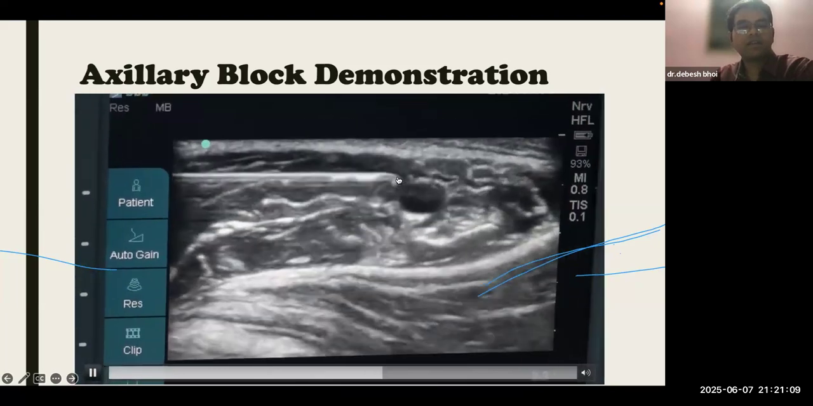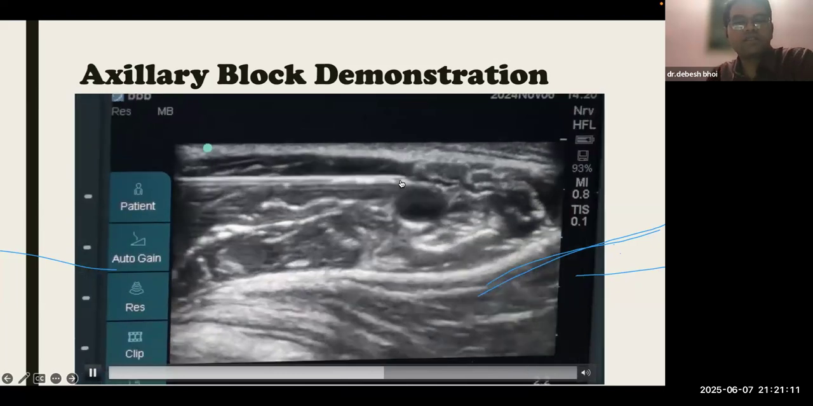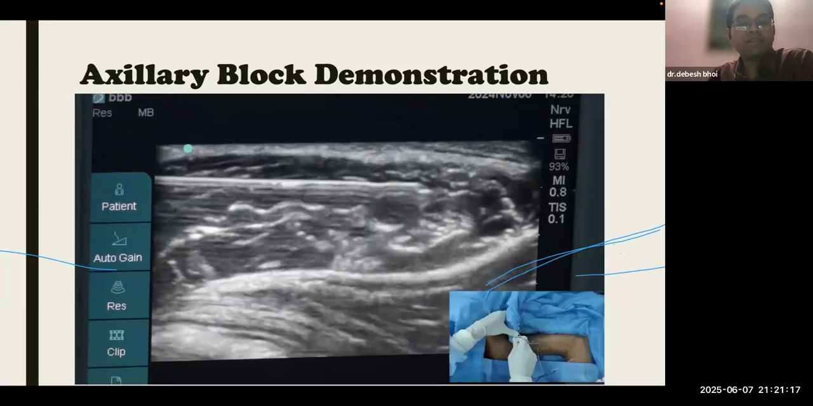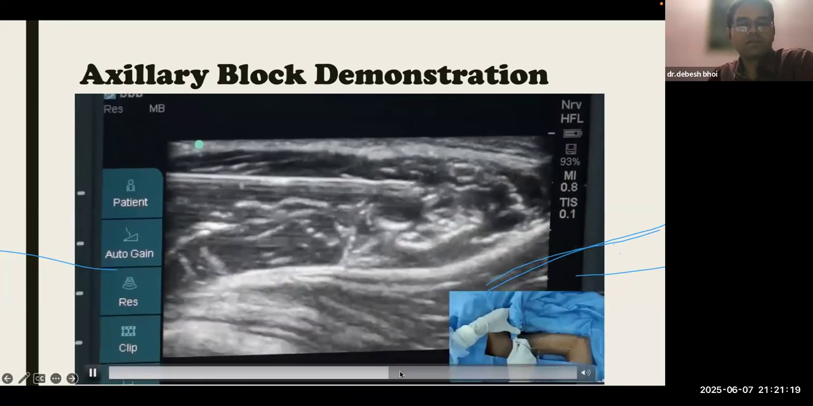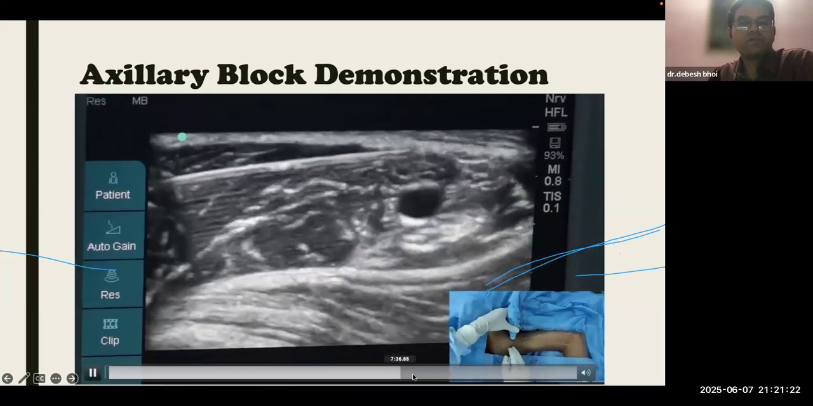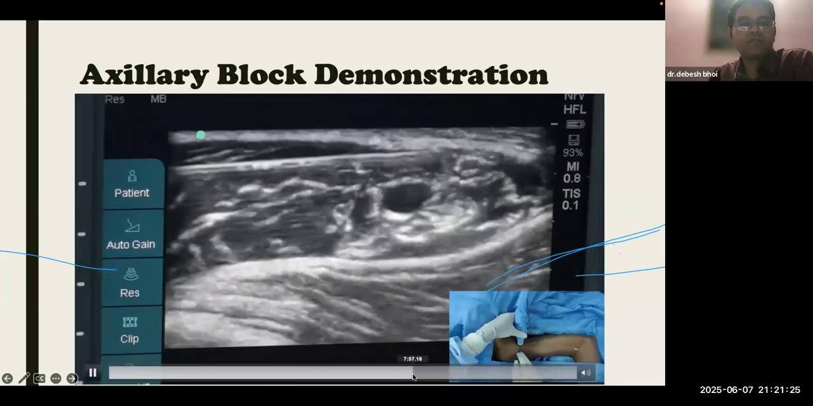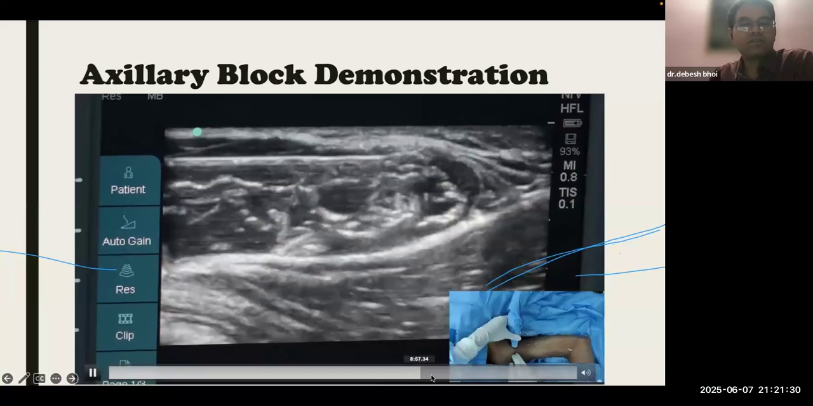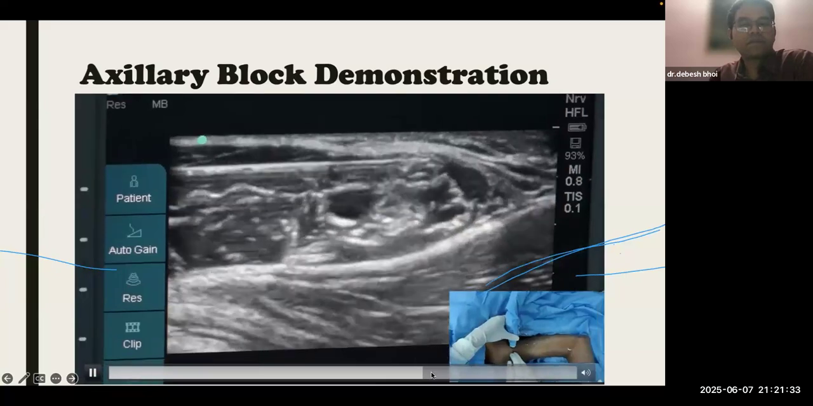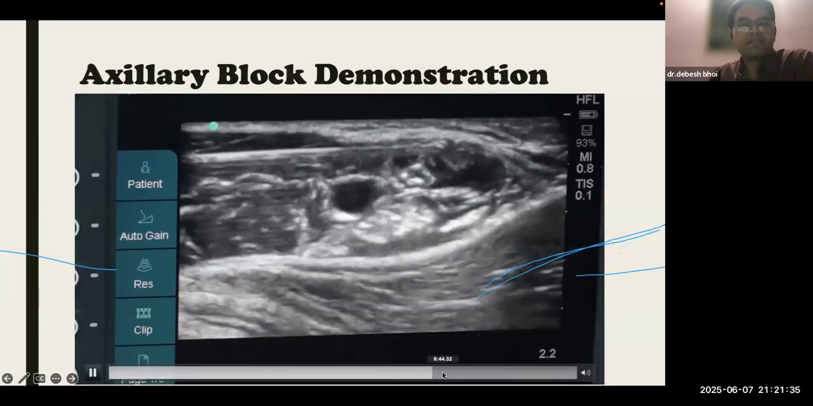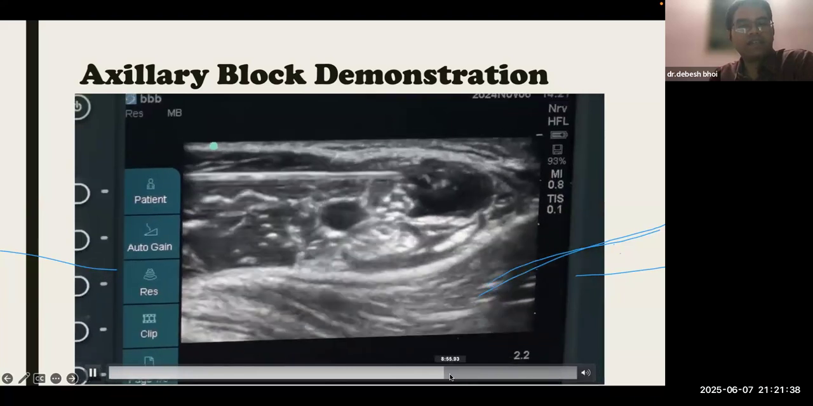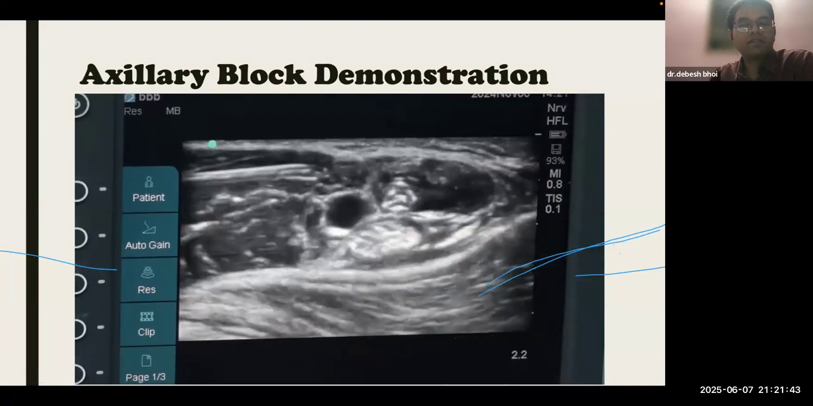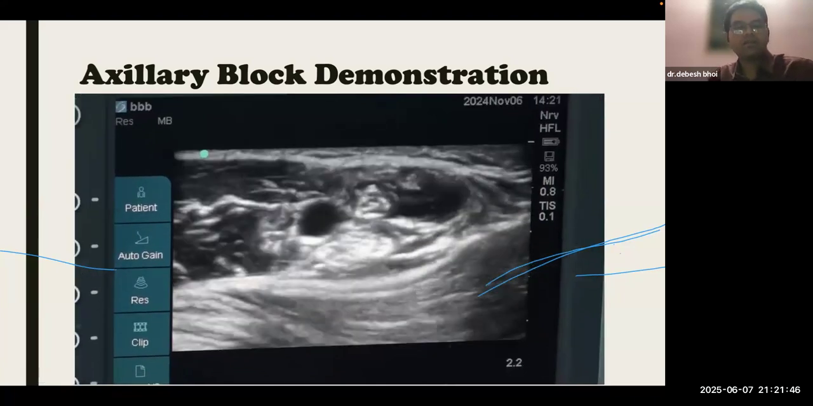Whenever you are doing a block, rather than just depositing drug, do some hydrodissection so that the outer connective tissue layer will open up, and then subsequently deploy the drug. So the best is to hydrodissect the nerve, take it out, delineate it, and then subsequently deposit the drug so that the nerve will be effectively covered. This is the ulnar nerve. So you can see all three nerves individually. Once you identify the nerve, take care of each and every nerve individually so that it is surrounded by the local anesthetic.